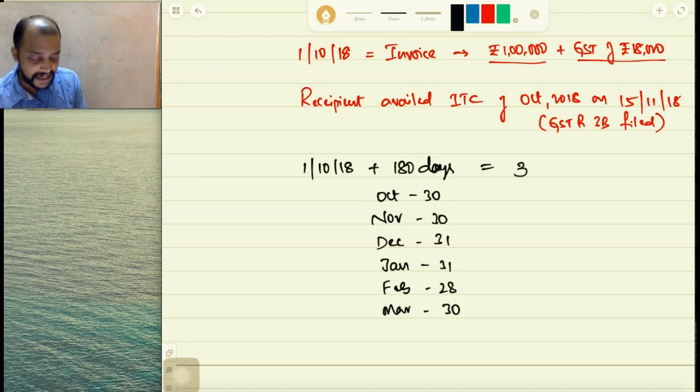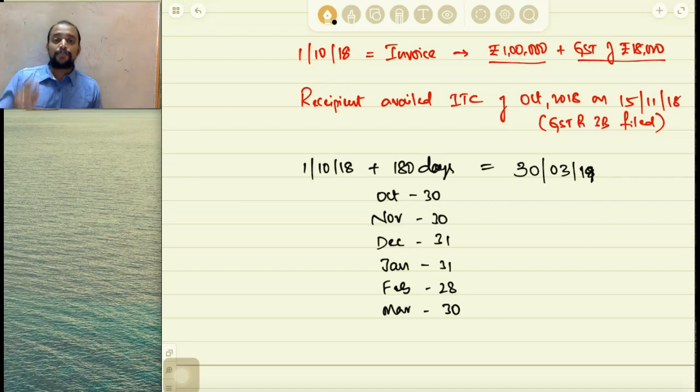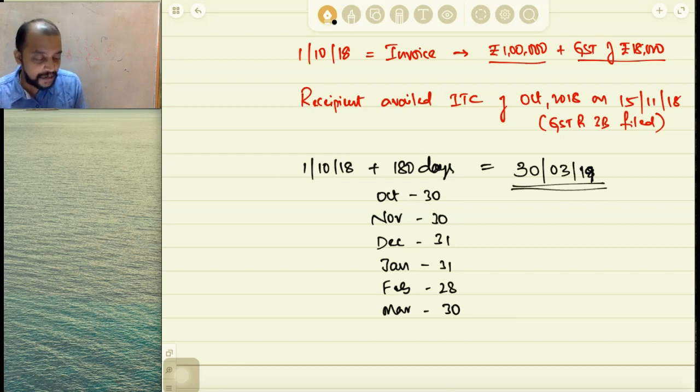So therefore what is the 180th day? 30 March 2019 is the 180th day. So by that date the payment should have been made. But the payment is not made by the recipient to the supplier by this date. Now this comes in March 2019.